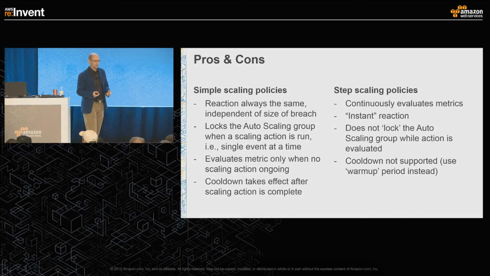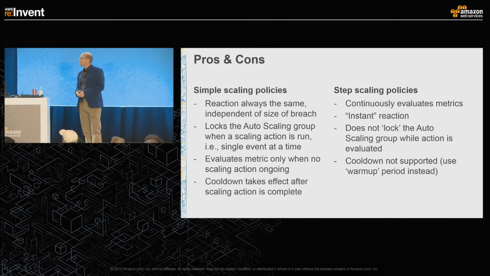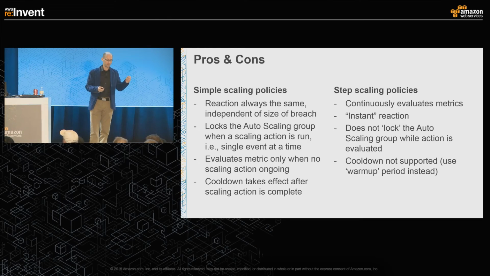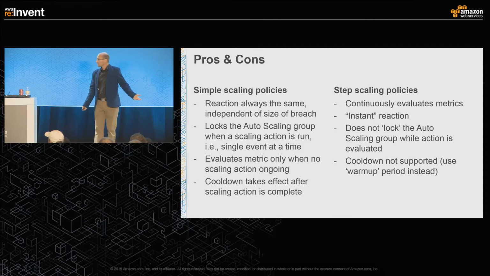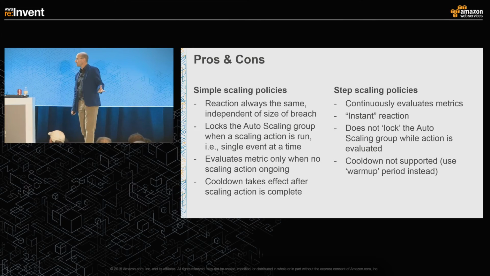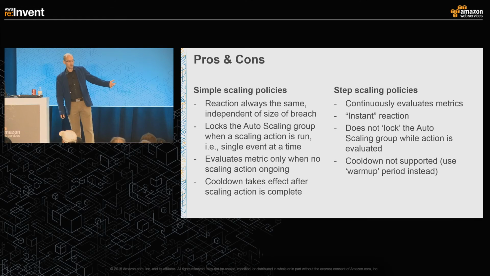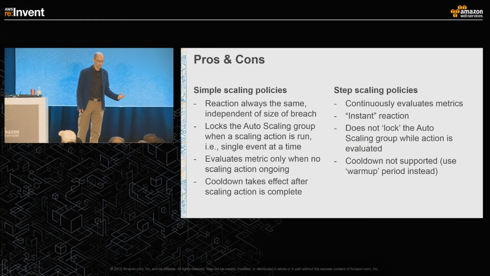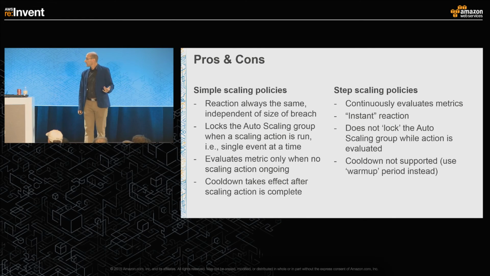The simple scaling policies used to be the only option until a couple of months ago. They always have the same reaction, so you can't adjust to how bad your CPU utilization looks right now, and it locks everything up. They're easy to understand, but typically step scaling policies are the better choice because they continuously react, which allows them to react much, much faster. And they give you more options because now you can have multiple metrics and so on.